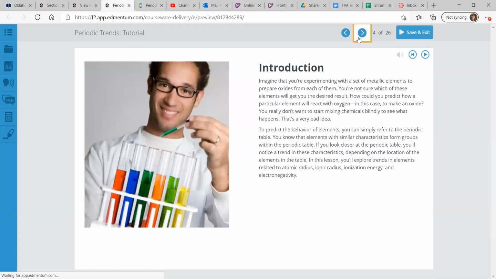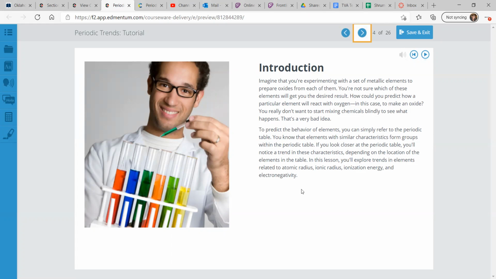Here's the contents. For the introduction, imagine that you're experimenting with a set of metallic elements to prepare oxides from each of them. You're not sure which of these elements will get you the desired result. How could you predict how a particular element will react with oxygen, in this case, to make an oxide? You really don't want to start mixing chemicals blindly to see what happens. That's always a bad idea. You have to be careful and consider what can happen when certain things mix.